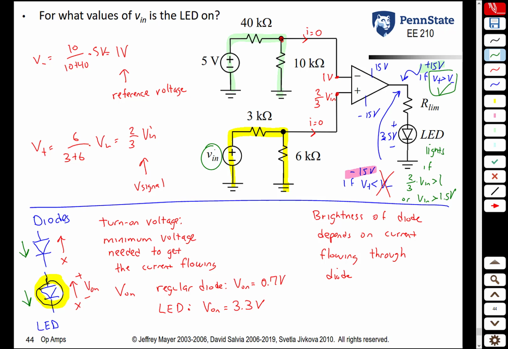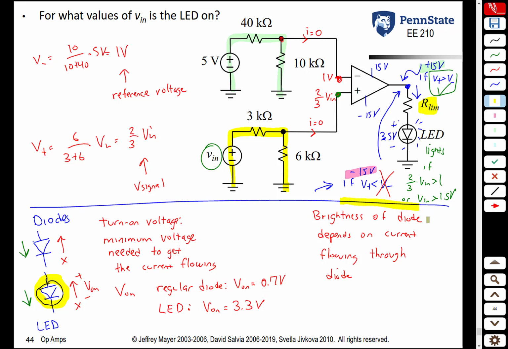So the LED lights if this input signal is 1.5 volts. Once that gets 1.5 volts, the voltage at that point is greater than the voltage at that point, which means the voltage here is 15 volts, which allows current to flow, and the LED lights. And if V in is less than 1.5 volts, V plus is going to be less than V minus, that's the situation down here, and we end up getting the voltage at the output of the op-amp is negative 15 volts, which means that that LED cannot light because the current wants to flow up rather than down, and it cannot do that.